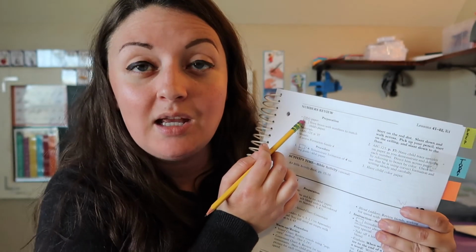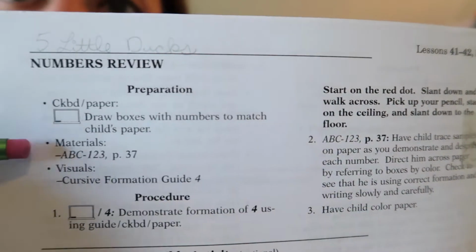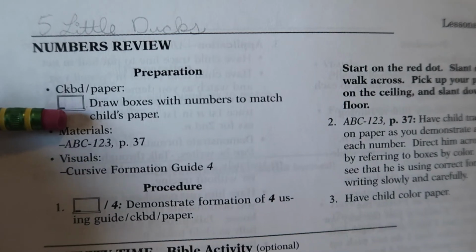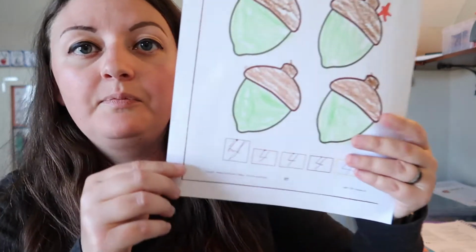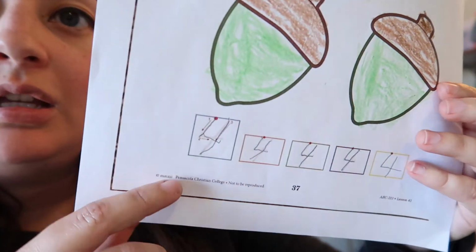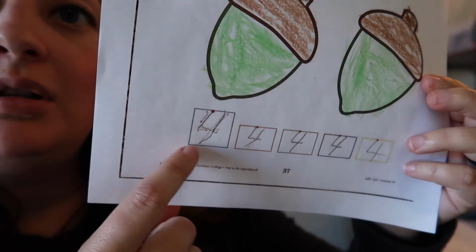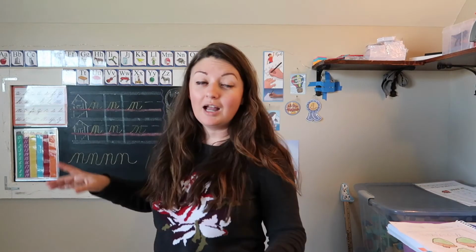Whenever you see that little chalkboard, you're actually going to be writing something in preparation for your lesson on the board. So it says draw boxes with numbers to match child's paper. So this was today's lesson, and here are the numbers on there. And I'm a little extra, so I even color code the boxes the same way. I'm just gonna call myself out real quick.